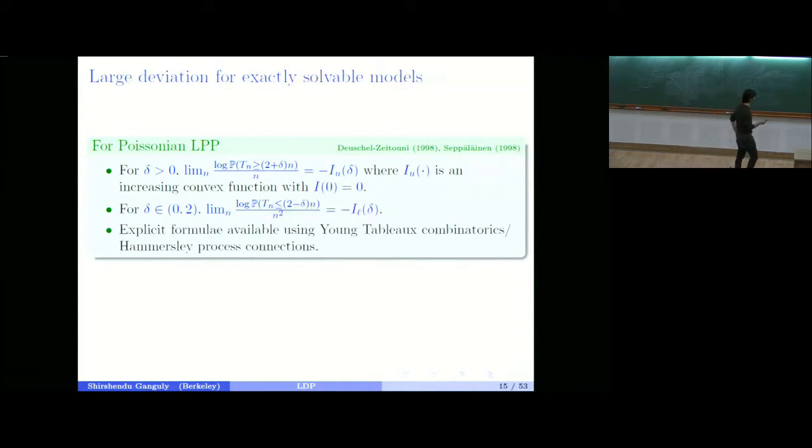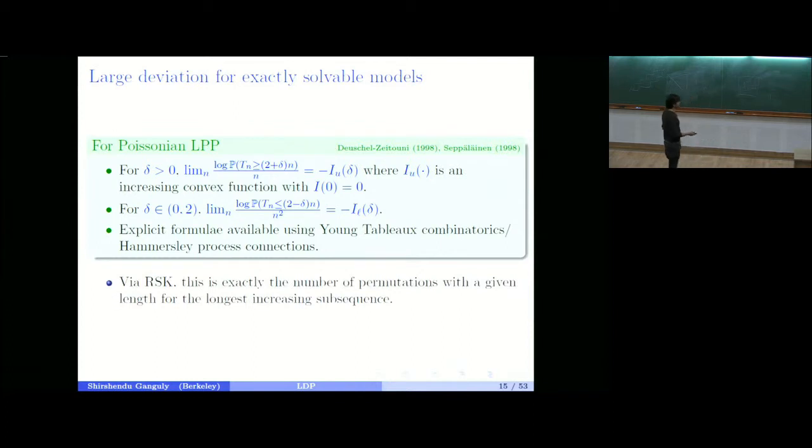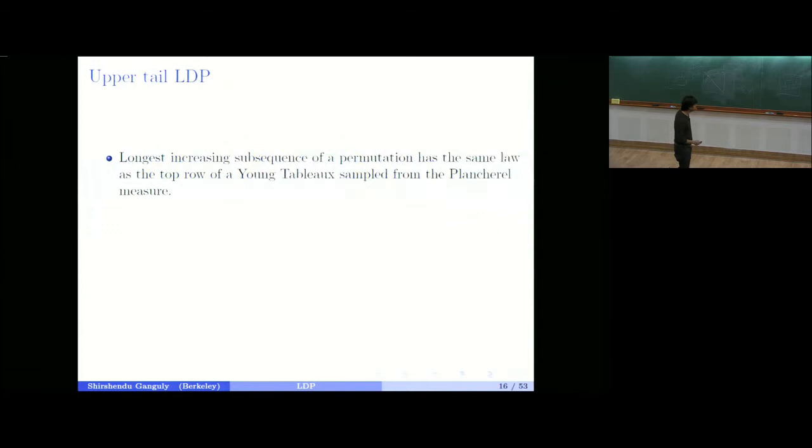And the way this proof went was using connections to this Young tableau combinatorics. You have some exact algebraic object that you can count, and you want to understand how many of those objects correspond to the large deviation event. If you can do that precisely, you can get results like that. This is exactly the number of permutations with a given length of the longest increasing subsequence. So if you have a handle on those objects, then you can try to analyze them.